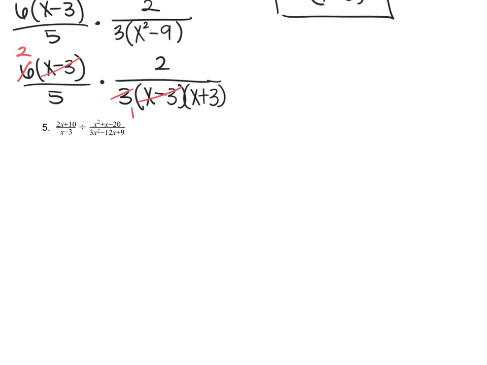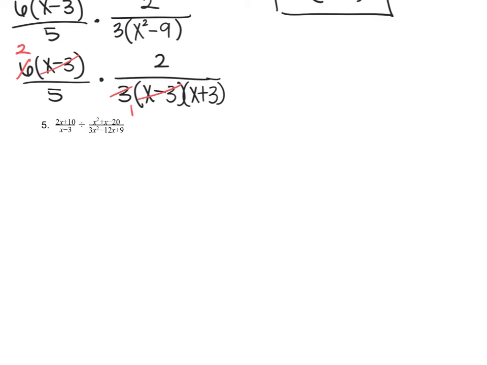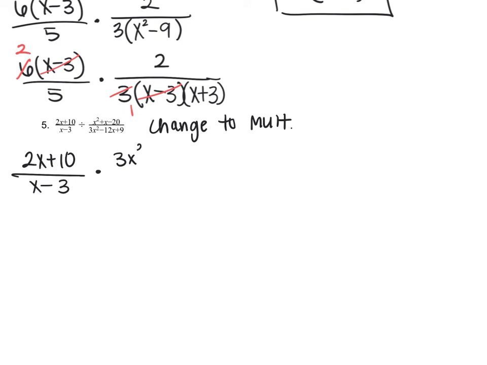Next, we have 2x plus 10 over x minus 3 divided by x squared plus x minus 20 all over 3x squared minus 12x plus 9. So again, our first step is going to be to change it to multiplication by flipping the second fraction. So 2x plus 10 over x minus 3 times 3x squared minus 12x plus 9 over x squared plus x minus 20.